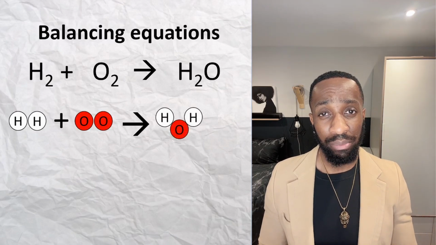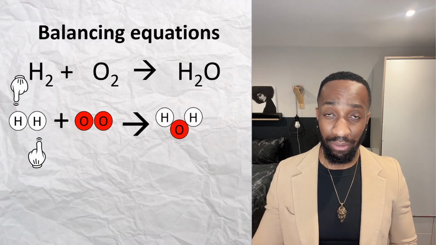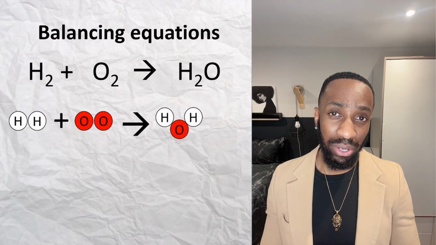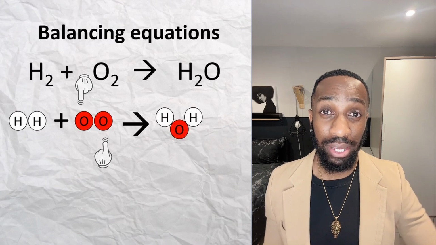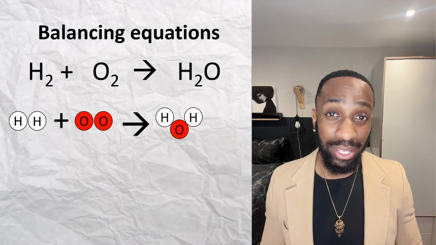Looking at the particles themselves, we can see that we've got an equal amount of hydrogen on the reactants on the left hand side and on the products on the right hand side. But we are missing 1 oxygen on the right hand side because we've got 2 on the left, the reactant side, and only 1 on the right hand side, the product. So this equation clearly is not balanced.